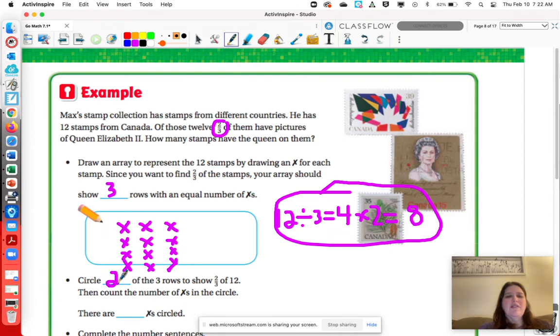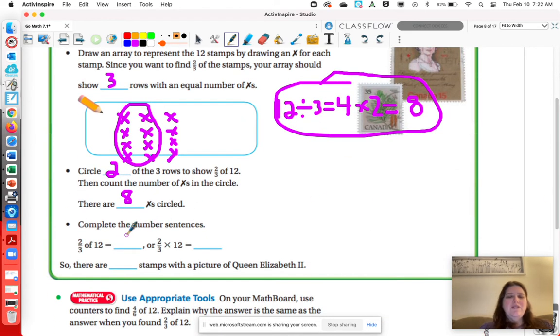And we're going to circle 2 of the 3 rows. And if we count, there are 8 X's circled. So 2/3 of 12 is 8. And so of course they want us to put 8 in all of those.